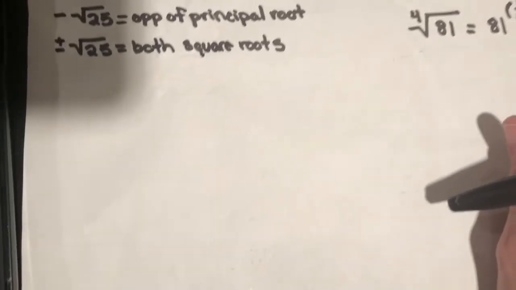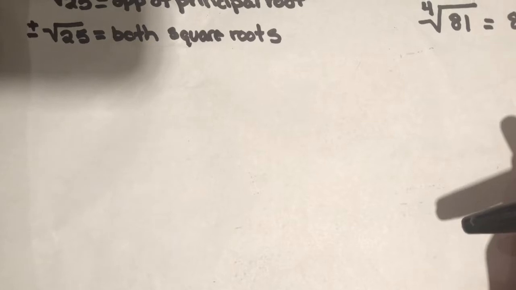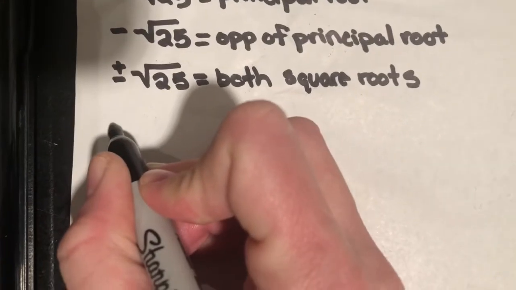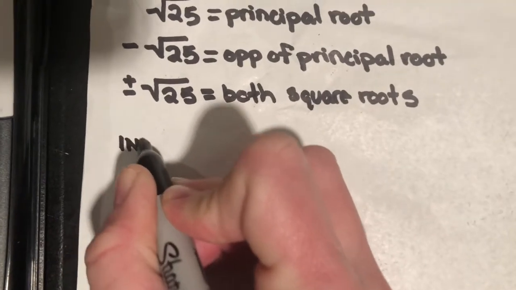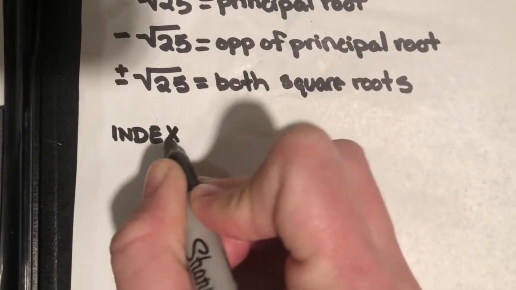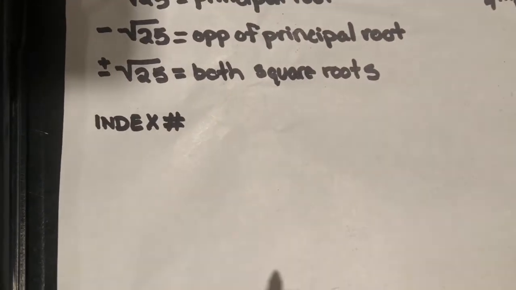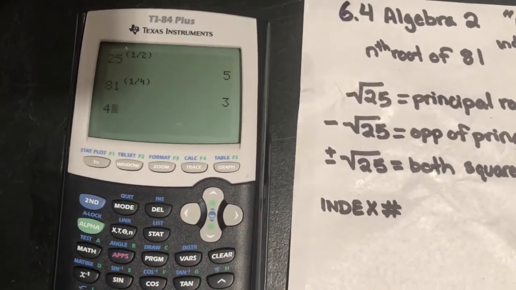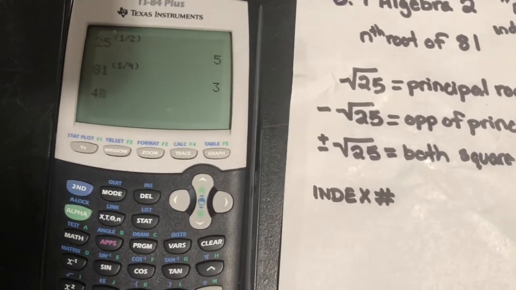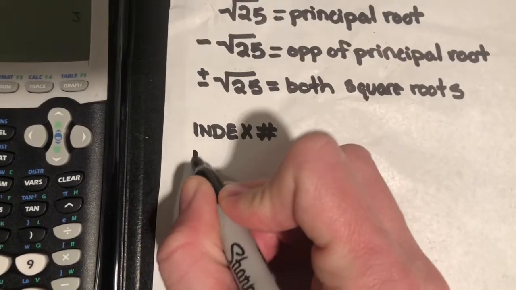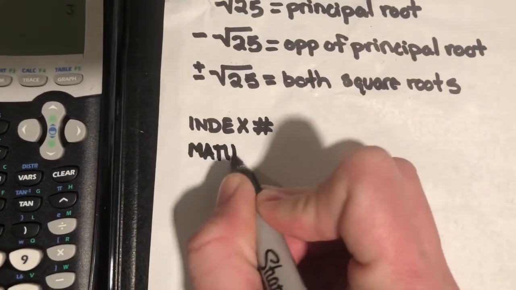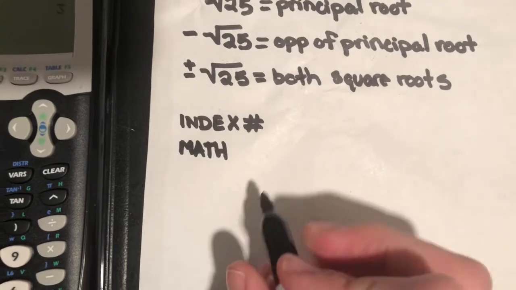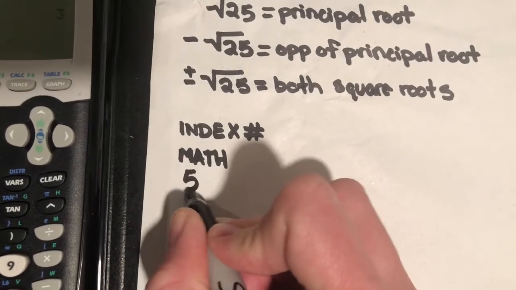Now, of course, there is a little bit easier way to do this in the calculator. I'm going to write it out here. So if you go to the calculator, you're actually going to type your index number first. Well, our index number is 4. So we're going to type the 4 in our calculator first. Next, you are going to go to your math button. We love that math button. And we're going to go down to number 5.